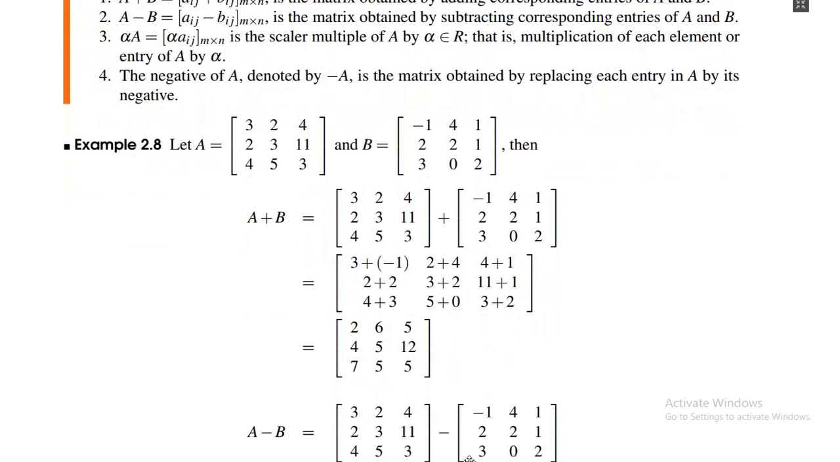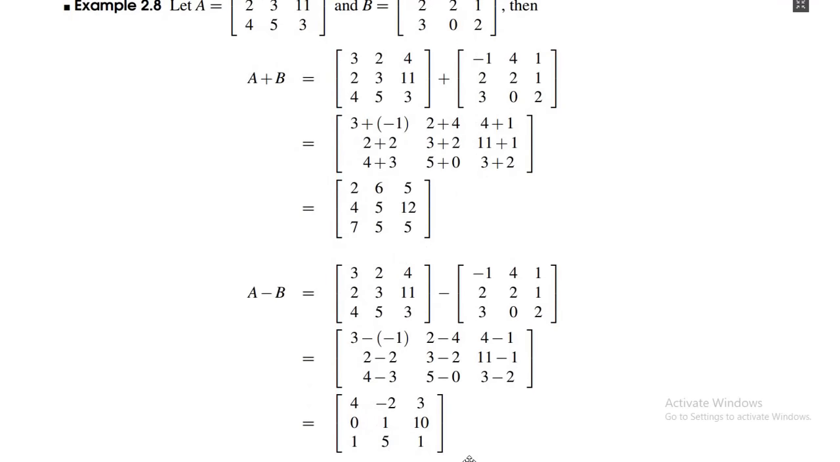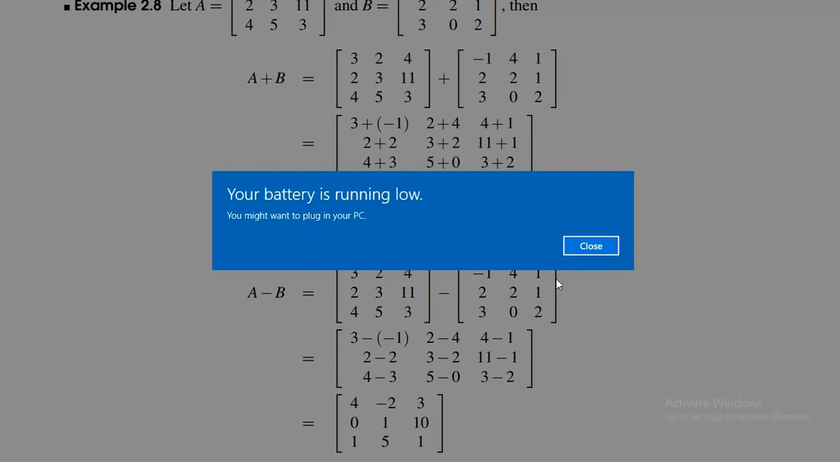Now this is the addition of those two matrices. Let us see the subtraction of these two matrices. Now, for the subtraction, A is given here, which is 3, 2, 4, 2, 3, 11, 4, 5, 3, and B is minus 1, 4, 1, 2, 2, 1.